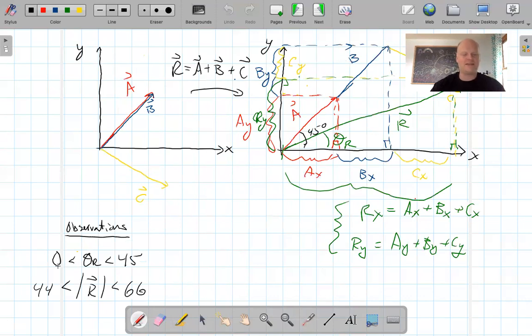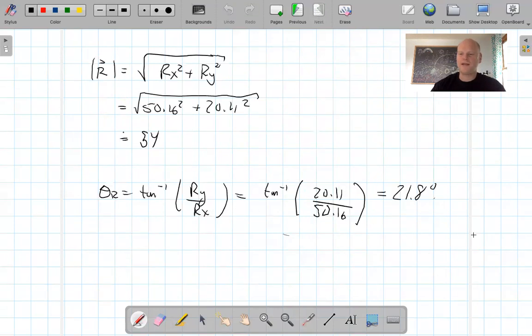our observations that the magnitude would be somewhere between 44 and 66, and that the angle would be somewhere between 0 and 45. Here we find the angle is 21.8, which is somewhere between 0 and 45. And we found that the magnitude was 54, which is indeed between 44 and 66. So our results here match our picture, which is a good thing.